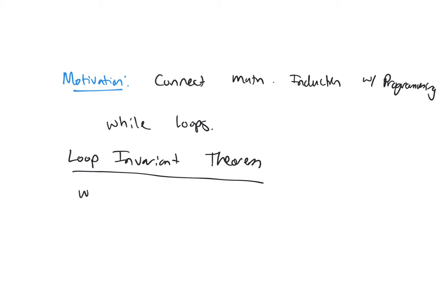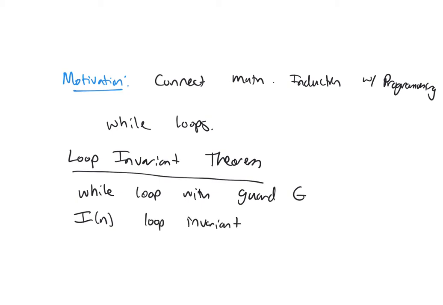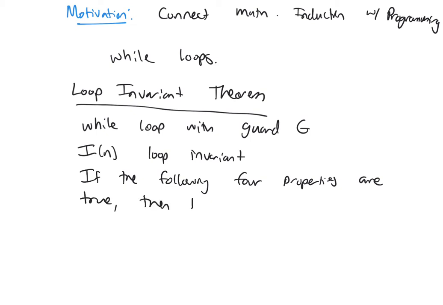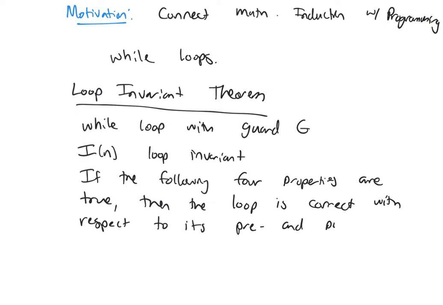So let's say we have a while loop that has some kind of guard to it that's guarding the loop. We need an I of n, which is our loop invariant. And so what the loop invariant theorem says is if the following four properties are true, then the loop is correct with respect to its pre and post conditions.